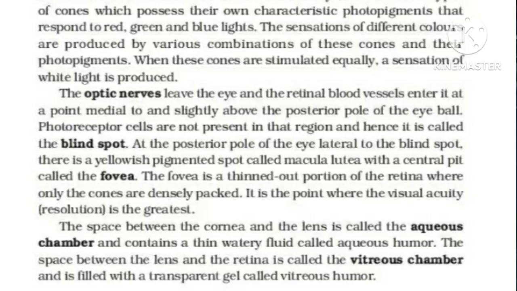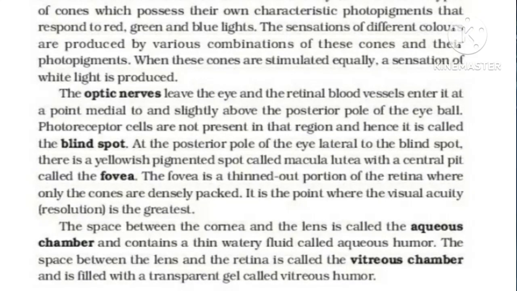The optic nerve leaves the eye and the retinal blood vessels enter it at a point medial to and slightly above the posterior pole of the eyeball. Photoreceptor cells are not present in that region and hence it is called the blind spot. At the posterior pole of the eye, lateral to the blind spot, there is a yellowish pigmented spot called macula lutea with a central pit called the fovea. The fovea is a thinned out portion of the retina where only cones are densely packed. It is the point where the visual acuity is the greatest.